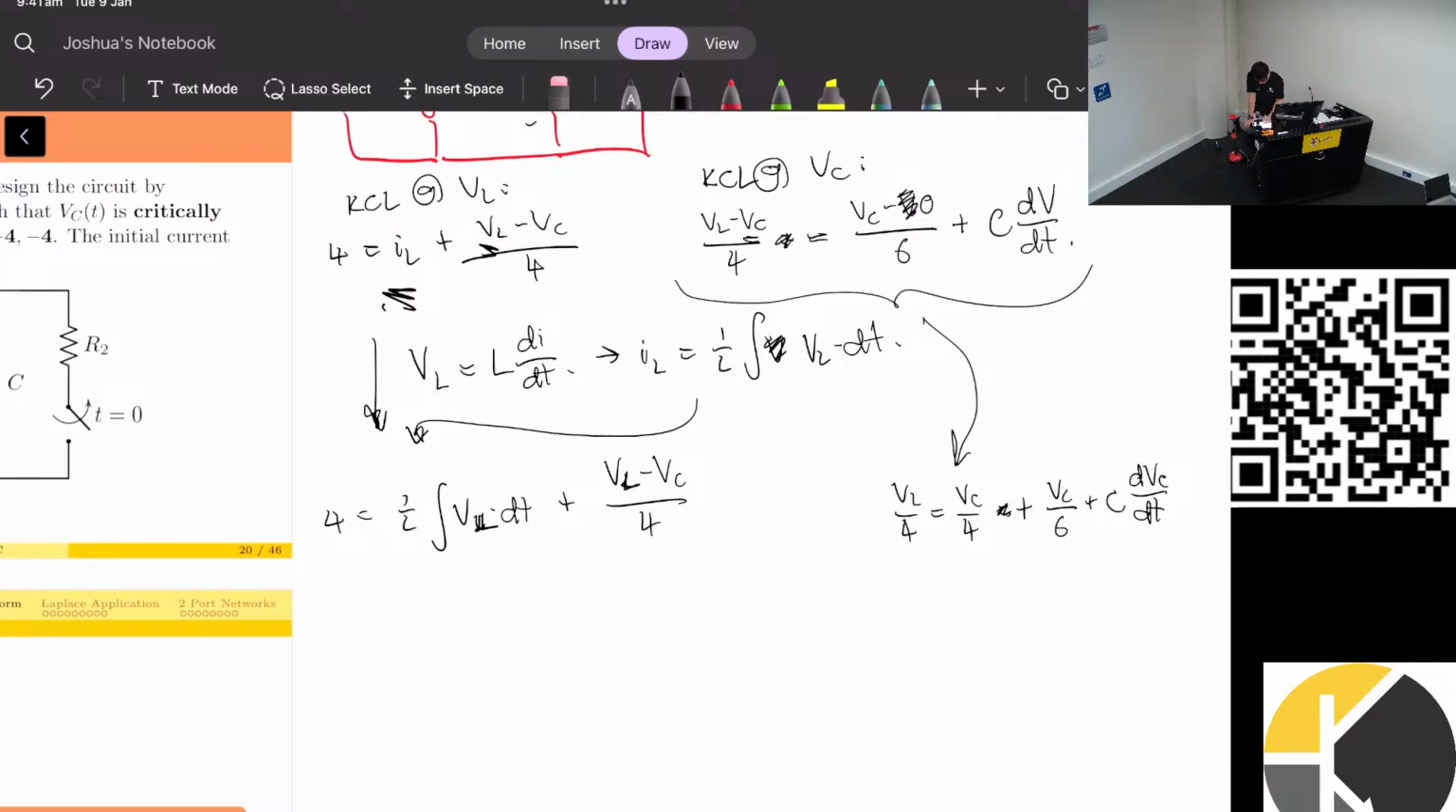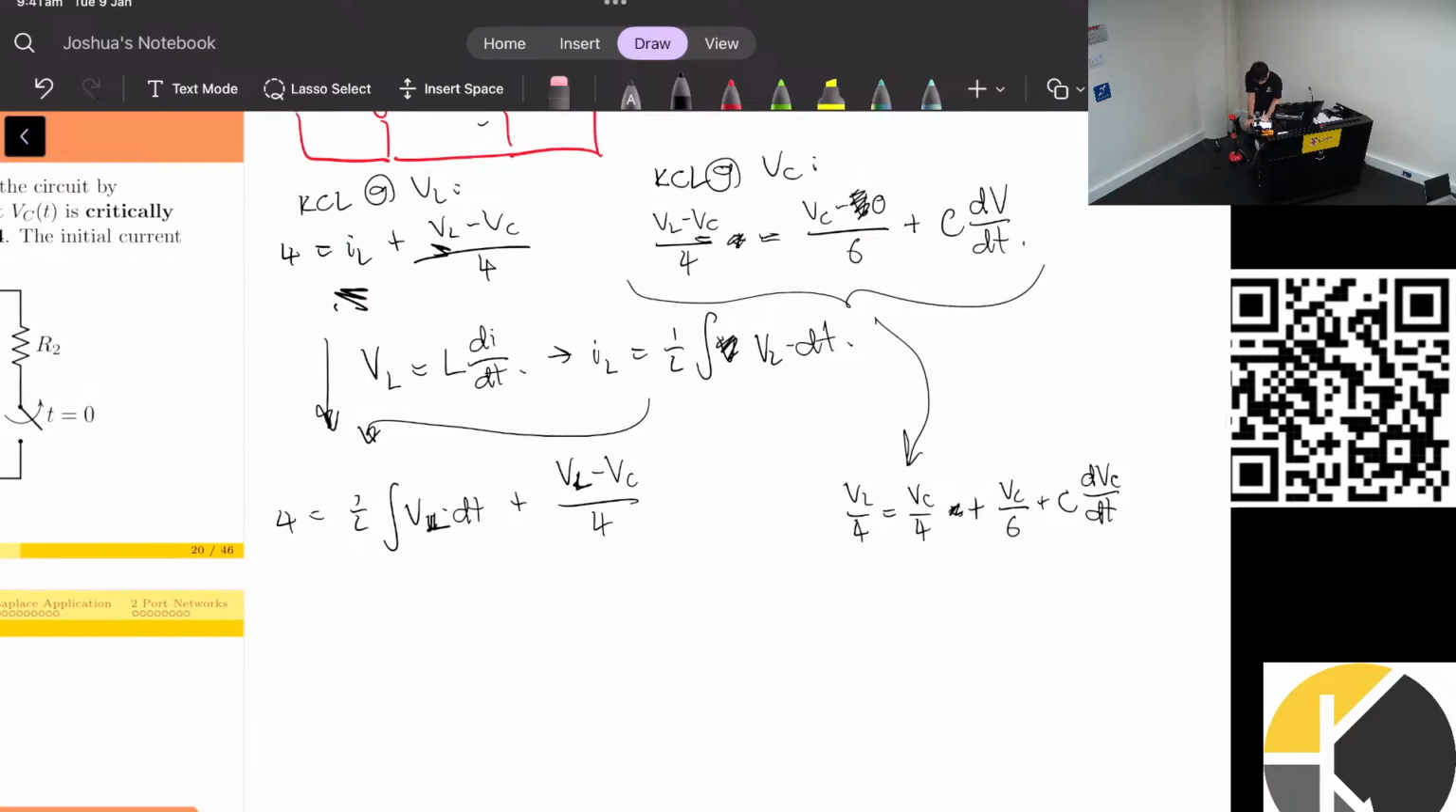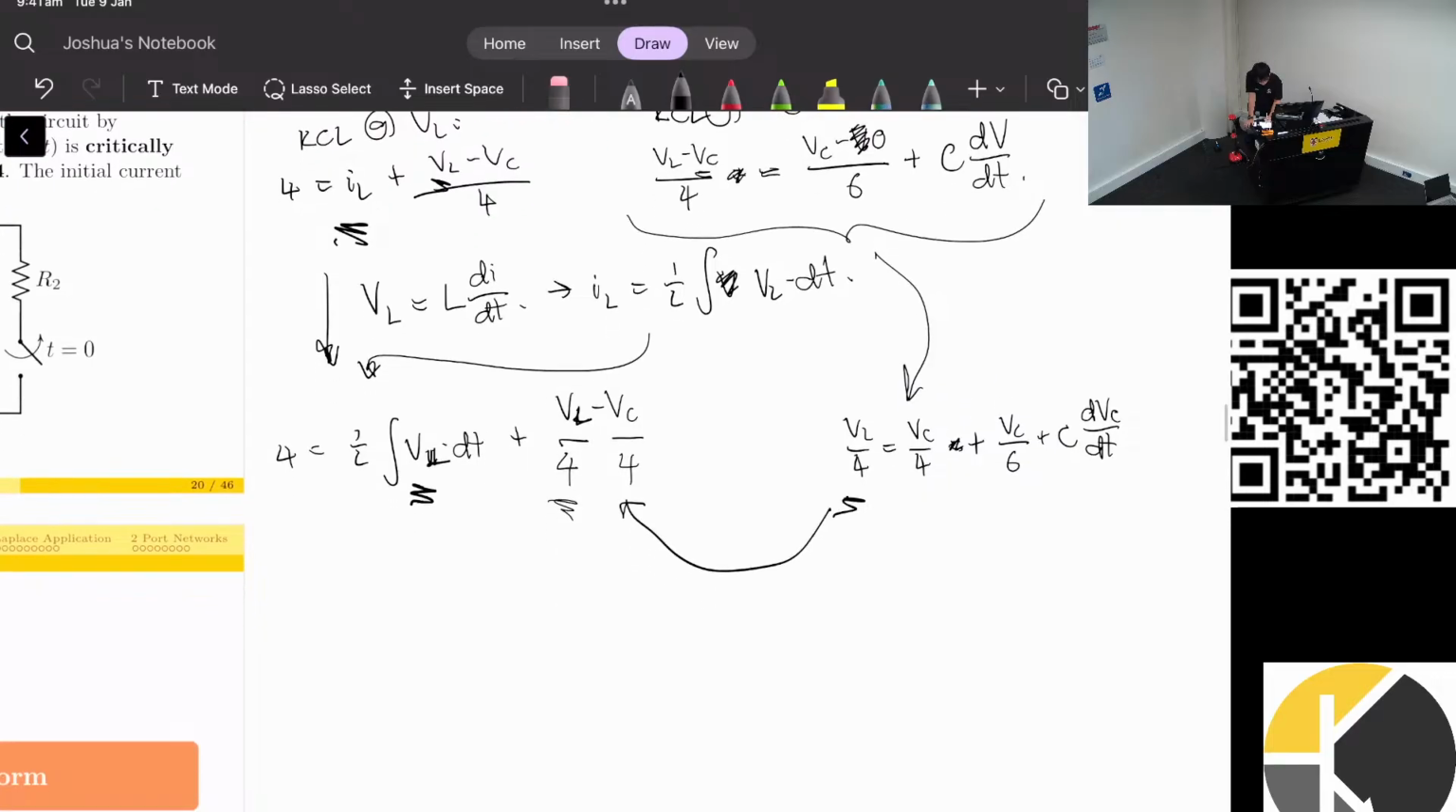Yes. All good. Alright, so now I have VL as the subject of the formula. So I'm going to sub that directly into this one here. I'll separate this fraction just to make it look a bit more digestible. So I'm going to replace this VL on 4, and I'm going to replace this VL here.